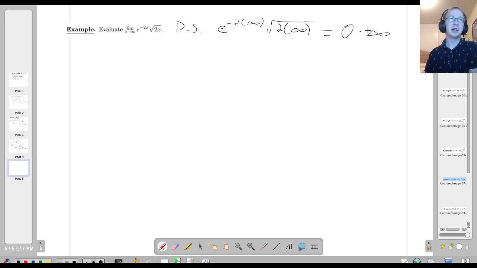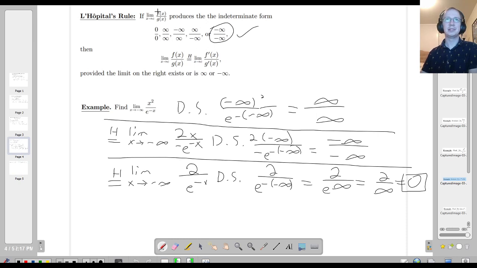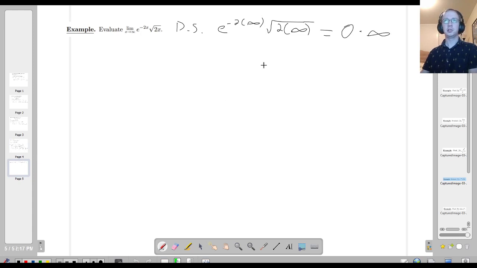But notice, it's not one of the 5 indeterminate forms I get to use for L'Hopital's rule. And my original function that I'm trying to take the limit of isn't even a fraction. So as it's written right now, this really does not work for L'Hopital's rule at all. Sometimes we have to be a little bit clever in how we rewrite that original function.